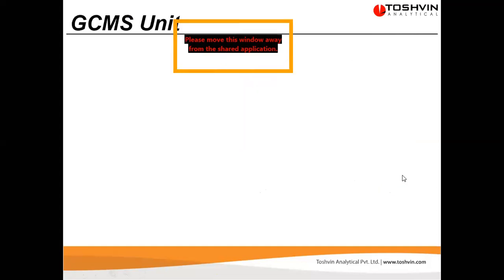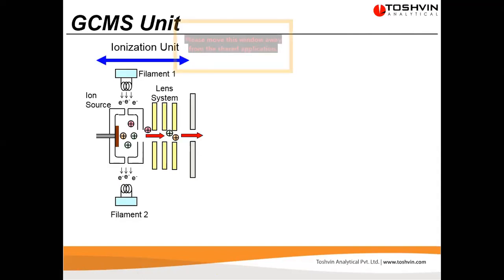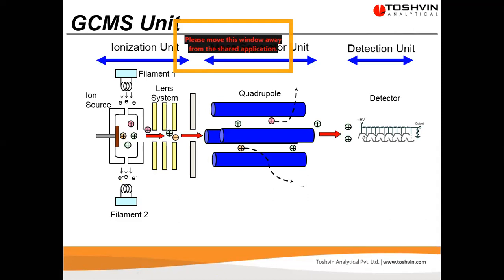Okay. So one by one, I'll be explaining the different sections of GCMS. As I told you, there are an ionization unit, a mass separation unit, and a detection unit. So this is the ionization unit. This is a schematic diagram, and I'll be explaining each one in my coming slides. Then we have a quadrupole, that is the mass separator unit, and the detection unit.